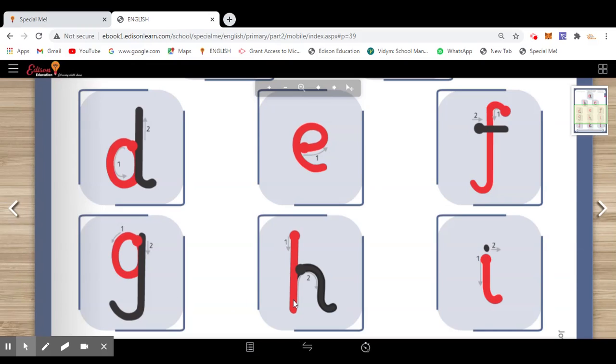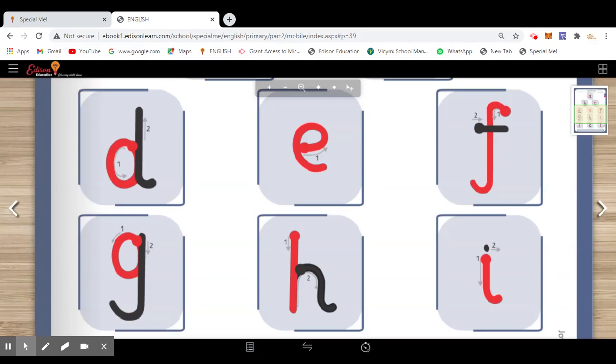Now come to the next letter. Which letter is this? This is letter H. And what is the phonic sound of letter H? H. H is the phonic sound of letter H. So let's listen to its phonic song.